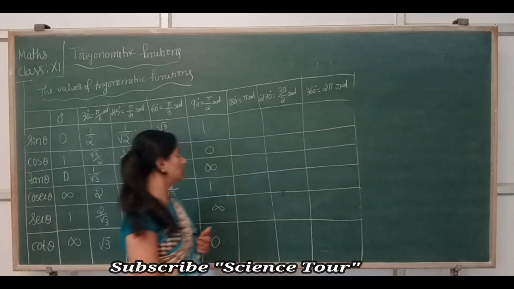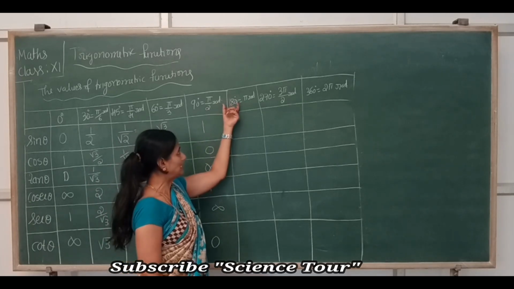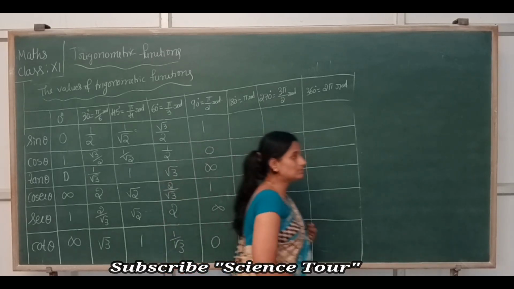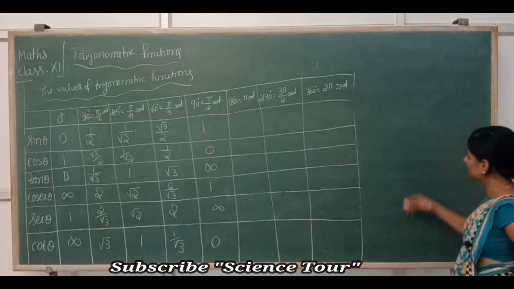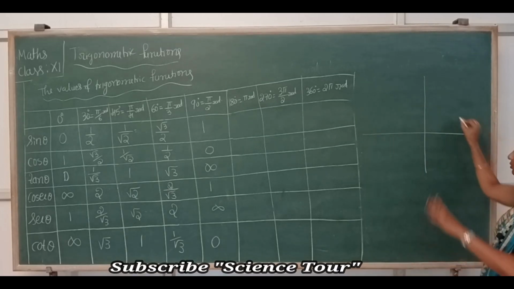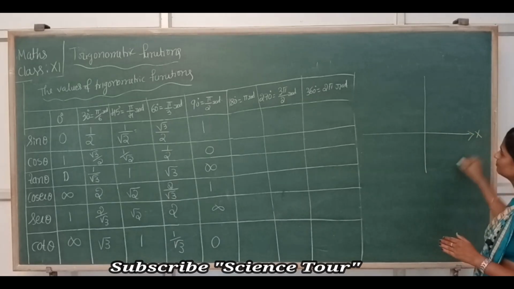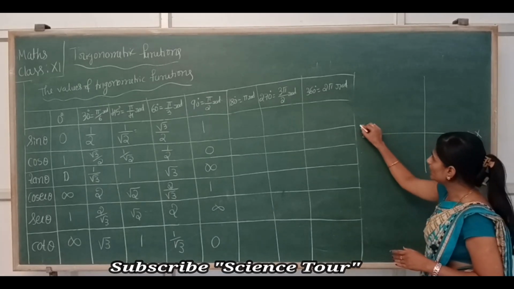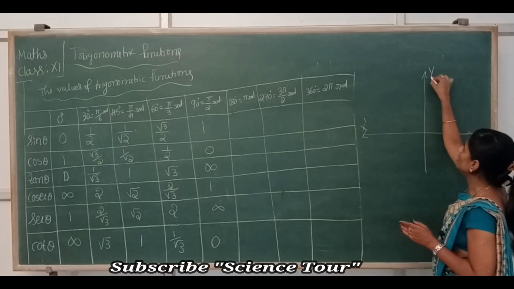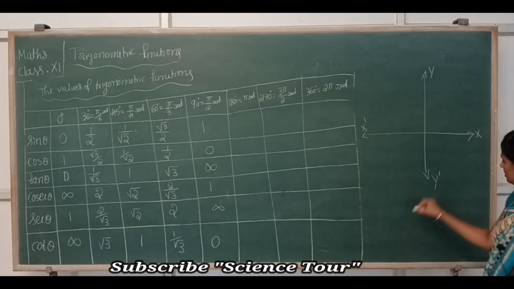Now next, how to write these values for 180 degree, 270 degree, 360 degree? This is new to you, right? There is an easy method to remember, no need of byhearting again. You know the coordinate axes, correct? This is the x axis, this is the negative x axis, I'll take it as x dash. This is the y axis and this one is y dash.